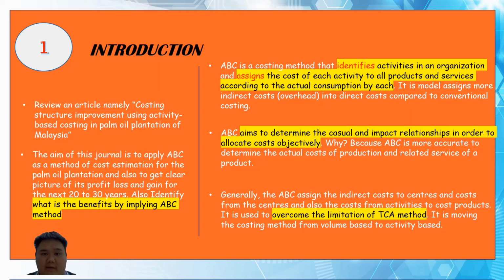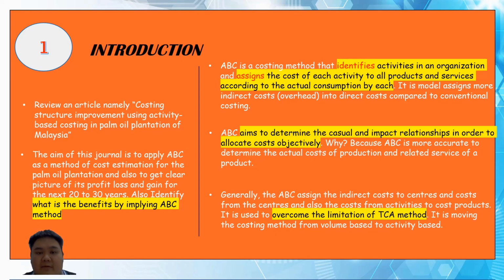According to the article, activity-based costing is defined as a costing method that helps to identify activities involved in the organization and assign the costs of each activity to all products and services according to the actual consumption by each. It is also a technique that assigns all indirect costs to the direct costs compared to the conventional costing method. ABC aims to determine the causal and impact relationship in order to allocate the cost objectively.